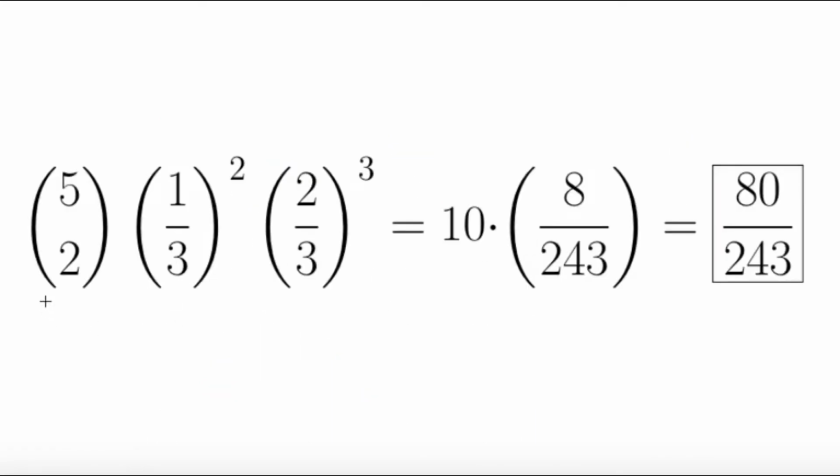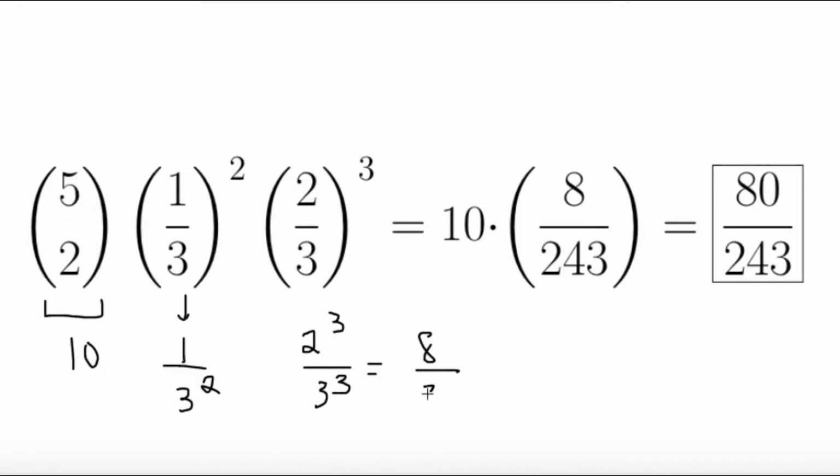We have this, so 5 choose 2 equals 10. And then the 1/3 squared gives us 1 over 3 squared. The 2/3 cubed gives us 2 cubed over 3 cubed. Now you can write 2 cubed over 3 cubed as 8 over 3 cubed. So these two together give us 8 over 243, 8 over 3 to the 5th. And we have 10 times 8 over 243, and it simplifies to 80 over 243.